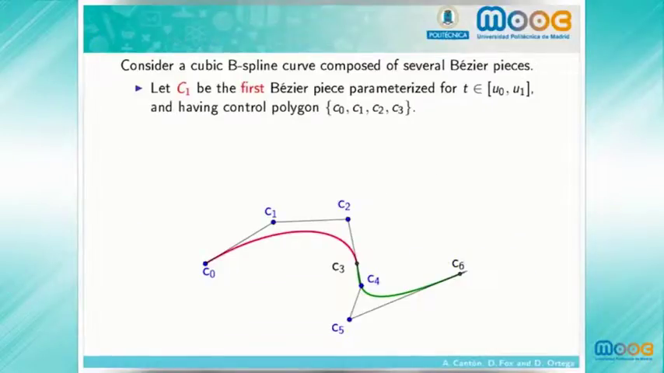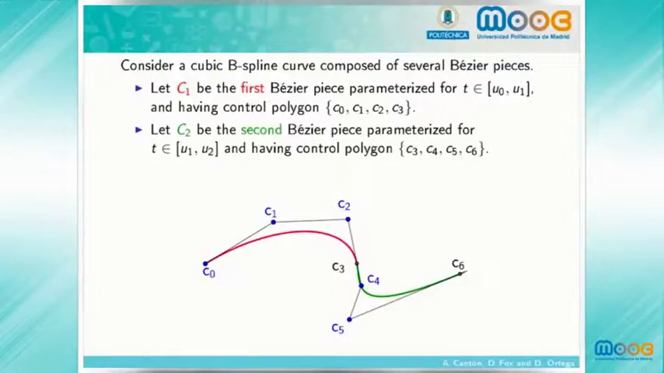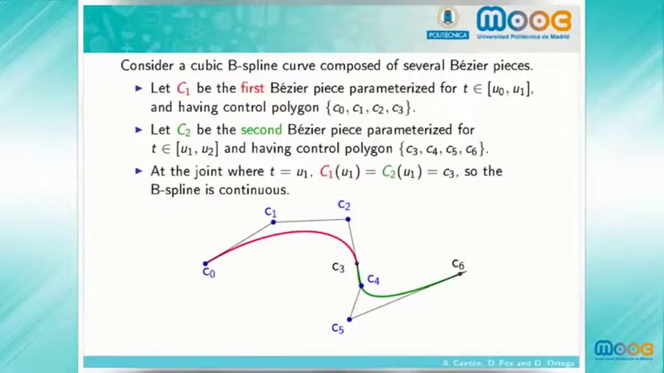Now we consider a cubic B-spline curve composed of several Bezier pieces. Here we have a first Bezier piece, C1, indicated in red, parameterized by t running from u sub 0 to u sub 1 and having control points C0, C1, C2, and C3. And a second Bezier piece, parameterized for t running from u1 to u2. It's called C2 and it's indicated in green. It has control points C3, C4, C5, and C6. There's a vertex common to the control polygons of C1 and C2 because we want the curves to join up. This common vertex guarantees that the curves join up and so that the B-spline that results is continuous.